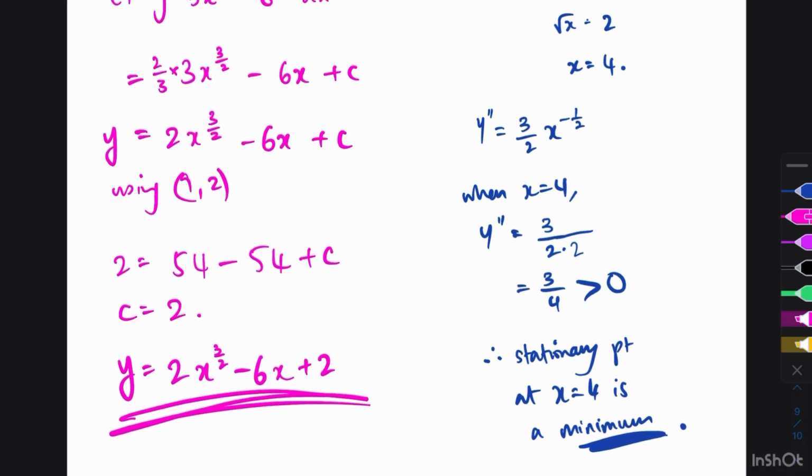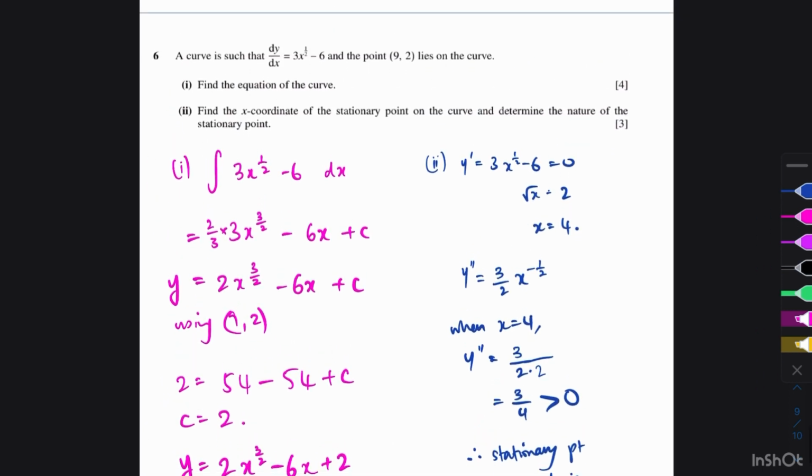So if y double dash is greater than 0, we have a minimum. And if y double dash is less than 0, then it would be a maximum. But in this case, it's greater than 0, so we've got a minimum. And that's how you do question 6.